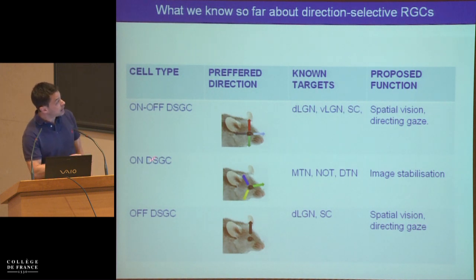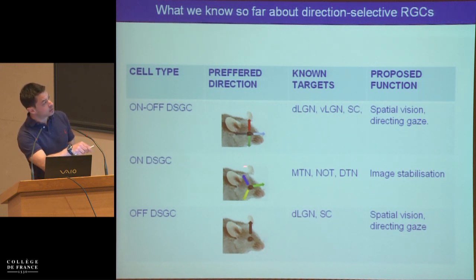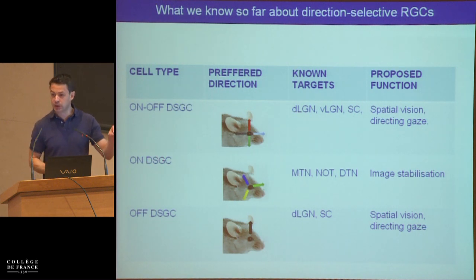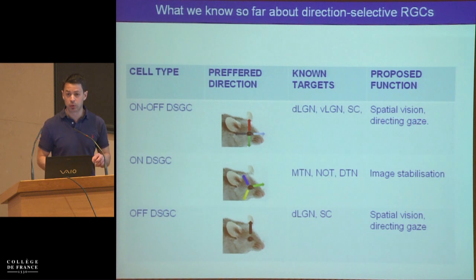There's also a second major class of these direction selective cells. These are the on cells, so they just respond to light increases, and there are 3 of these. And you can see that their preferred directions of motion are rotated relative to the cardinal axes. These retinal ganglion cells send axons to areas of the brain that have a really well-established role in the optokinetic reflex. So this is an image stabilization mechanism.